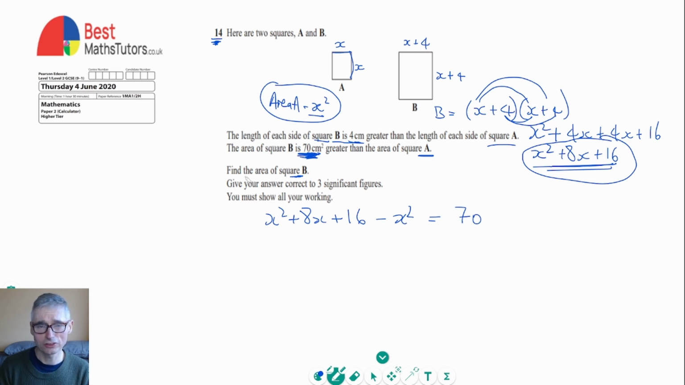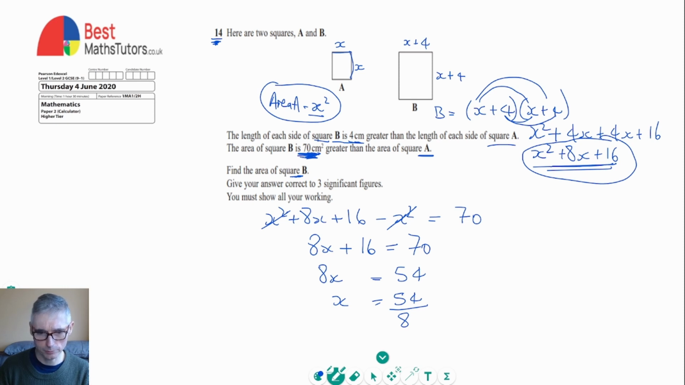So now we've got an equation, and that's going to allow us to work out what x is. So we can see the x squareds are going to cancel there, which is great. So we've got rid of the squared on the x, and we've now just got that 8x plus 16 equals 70. So it's just a linear equation now, relatively simple equation. And so I'm going to get that 8x, if I take away 16 from both sides, is going to be equal to 54. And then x itself is going to be equal to 54 divided by 8.